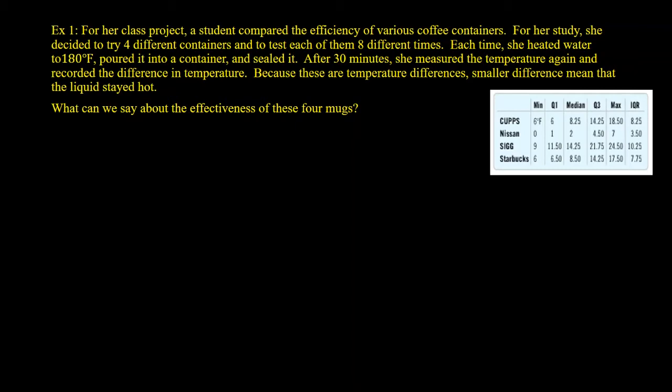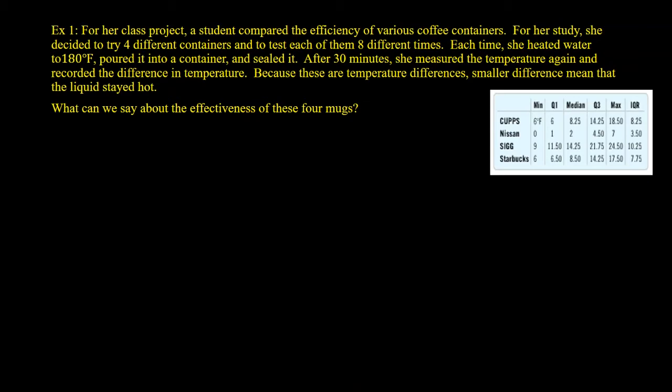So, on the right-hand side, we have a table showing all this information, the 5 number summaries from her experiment. We want to compare the mugs. So if we're doing a comparison, we're describing distributions, but we're going to compare them. So we want to use comparison words: similar to, more than, less than, greater than.